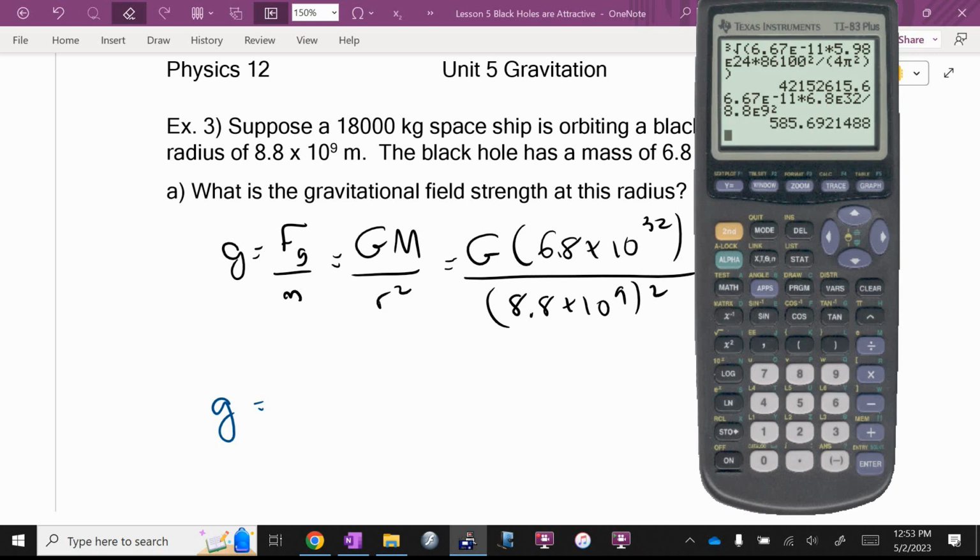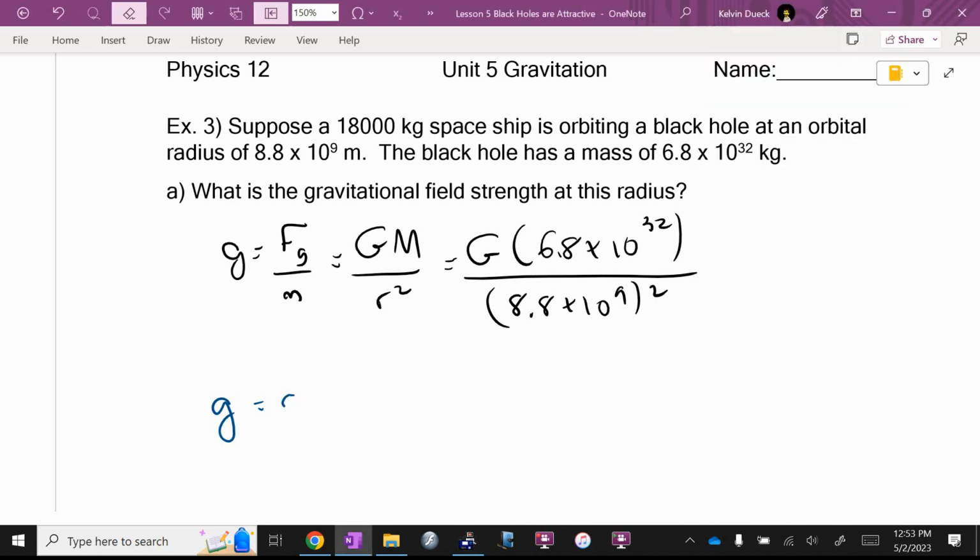587? 585.7? I got a nod from Eric. Yeah, okay. 586. I think I said 587. 586 units, Kyle. I would accept meters per second squared or newtons per kilogram because it's an acceleration as well. Okay.